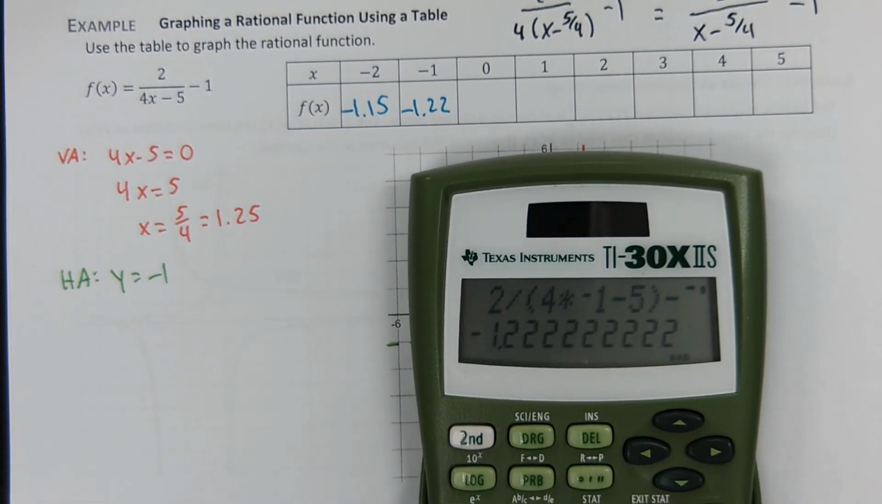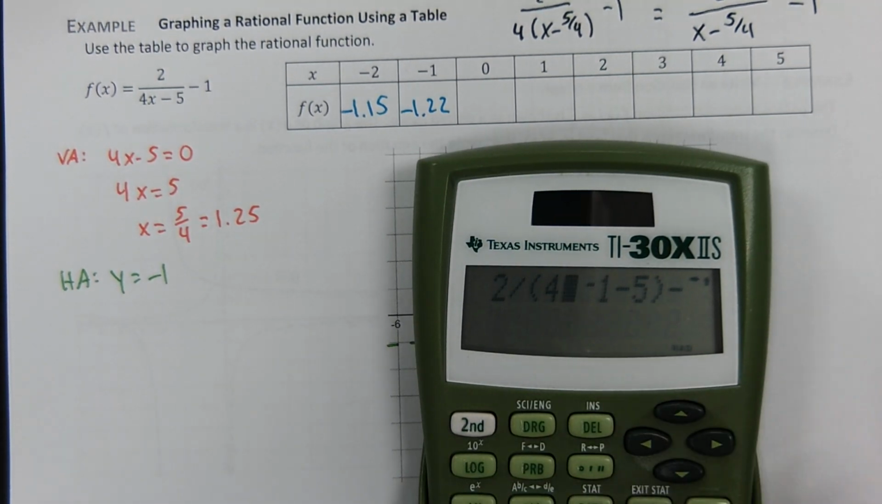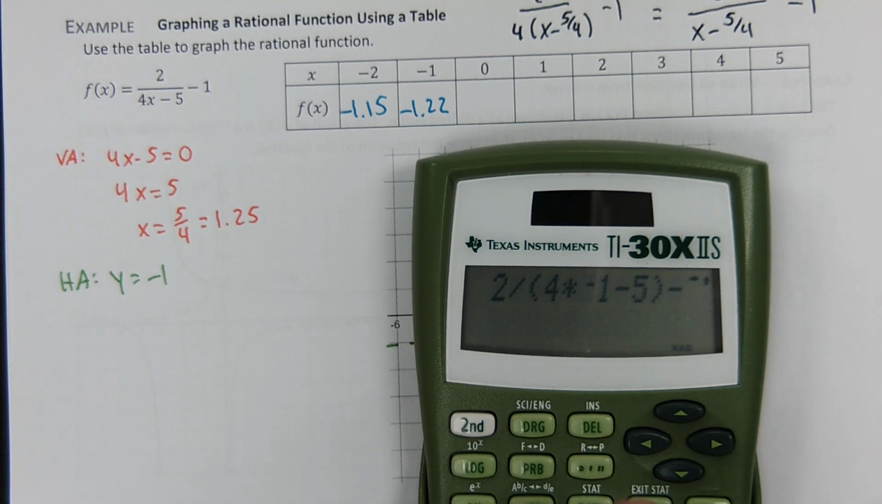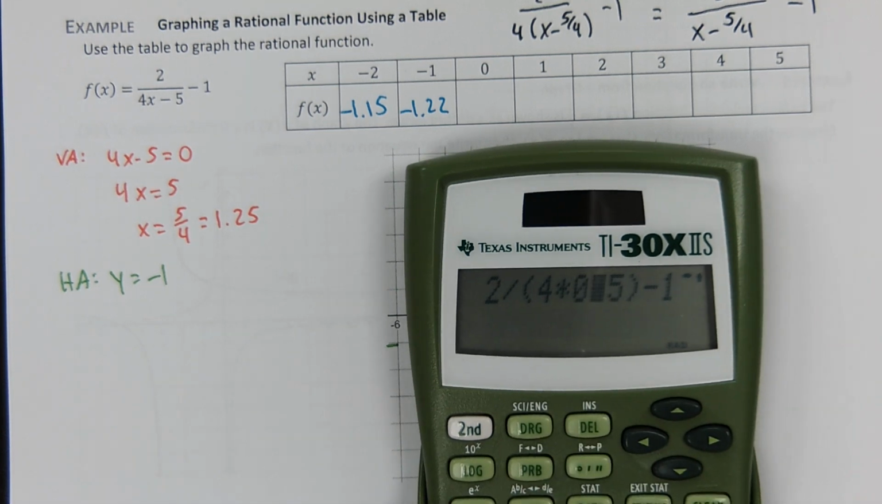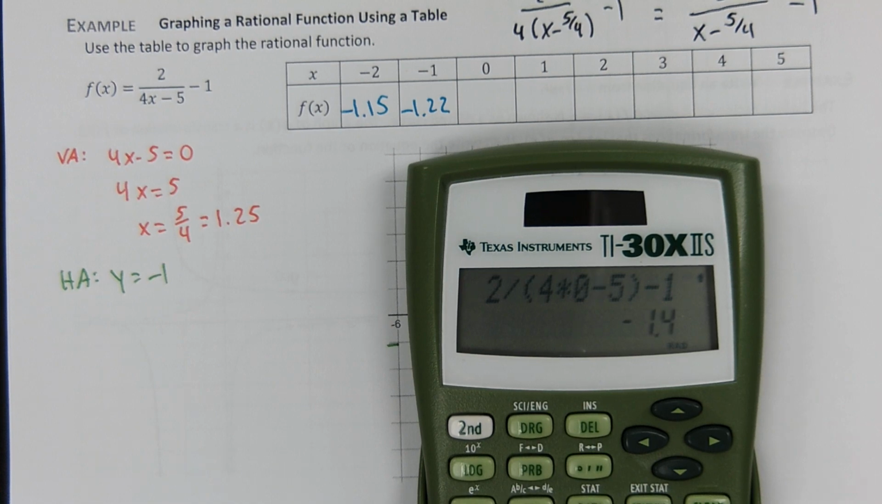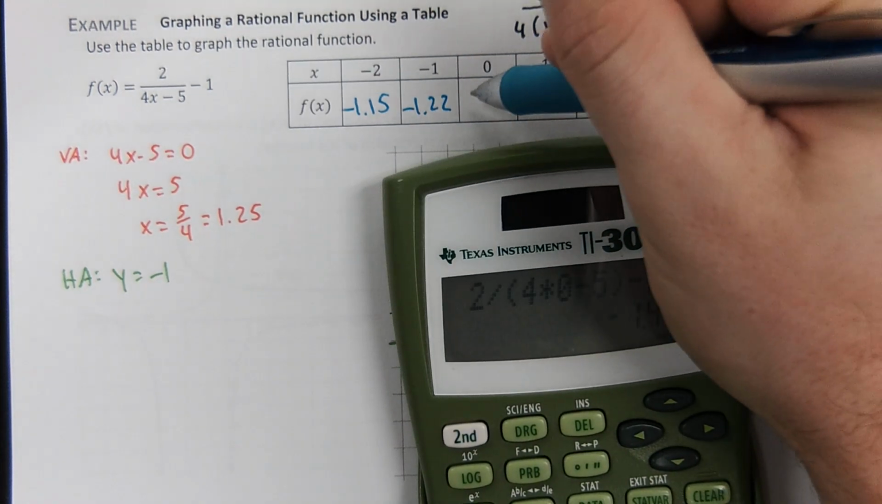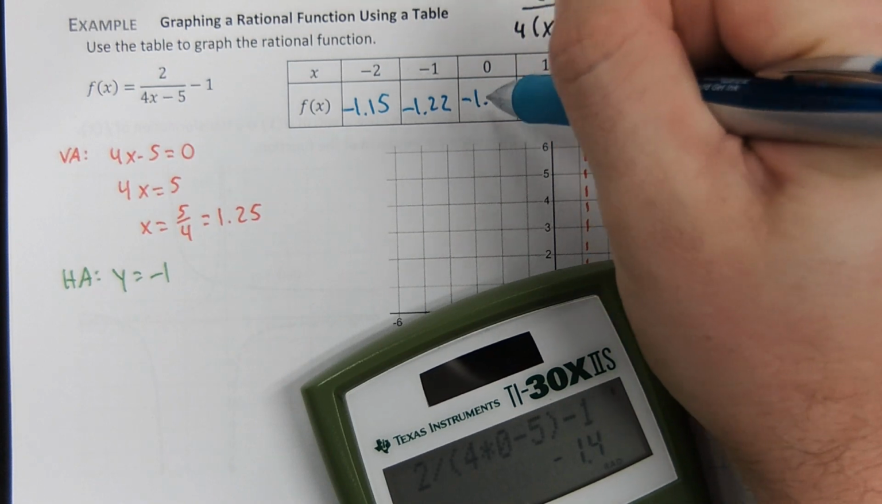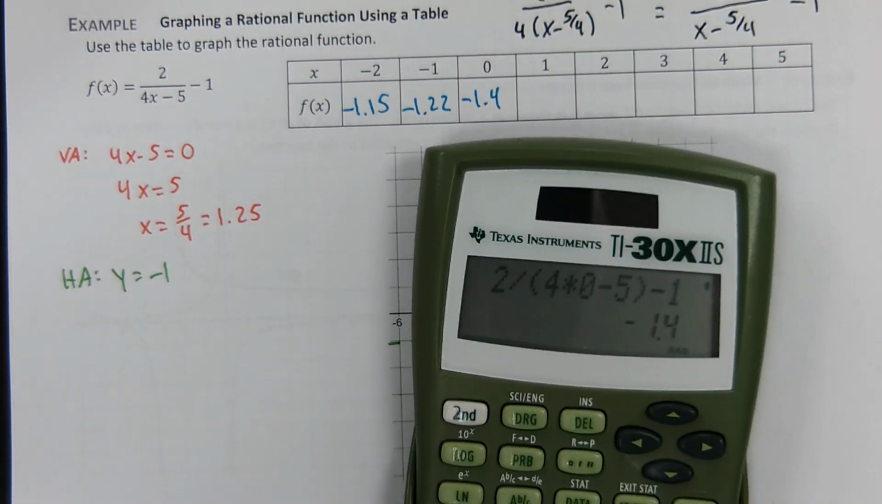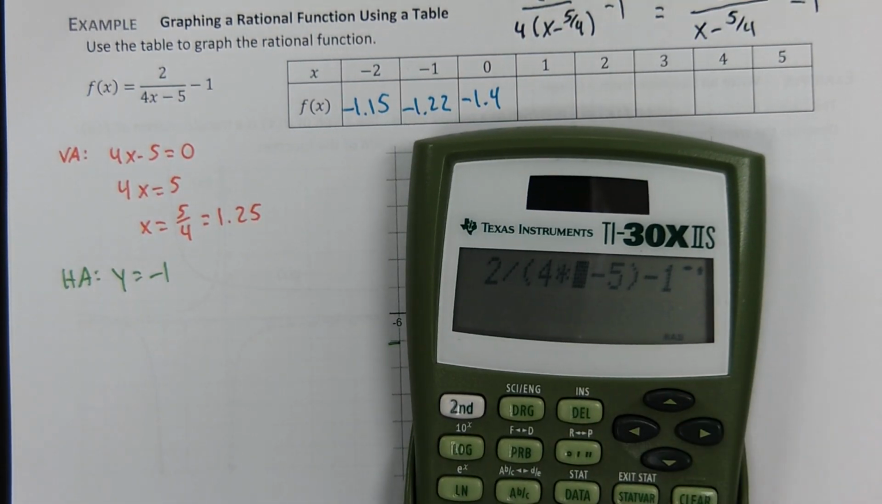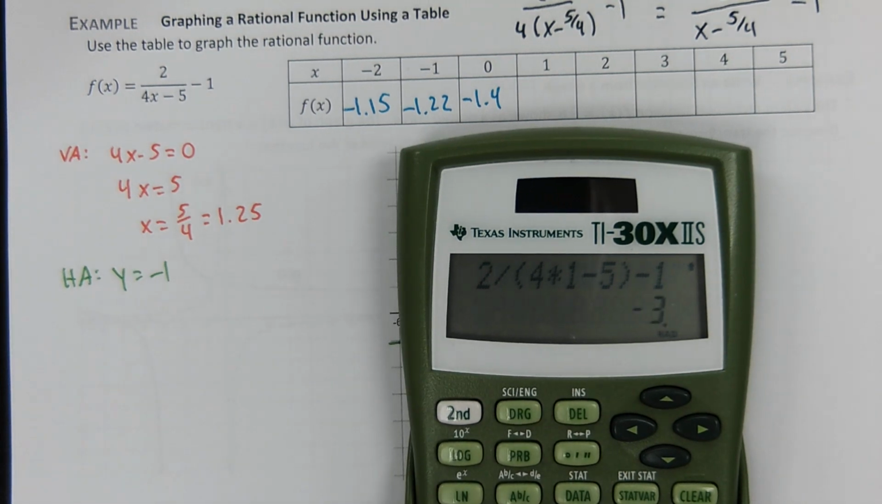I can hit the up arrow again. There's no such thing as negative 0, so I'm going to delete the negative symbol, and now I'm just going to type the 0 and hit enter. Negative 1.4. Up, replace the 0 with a 1. Negative 3.